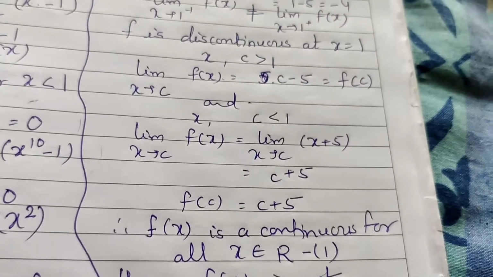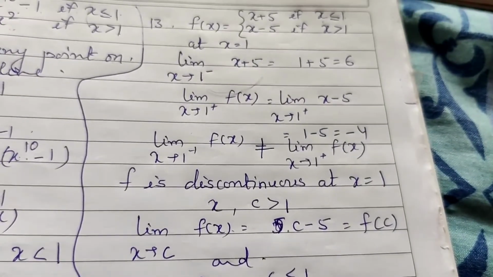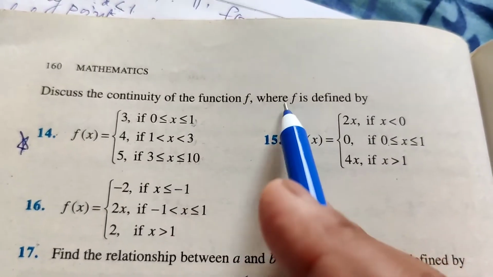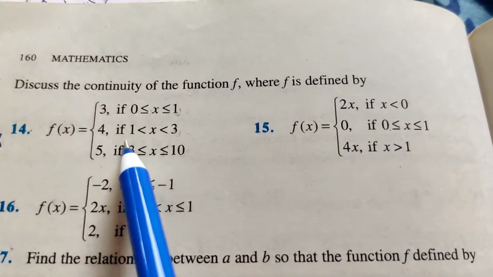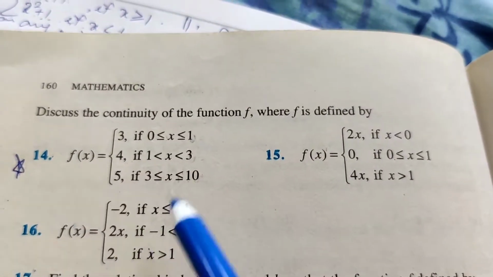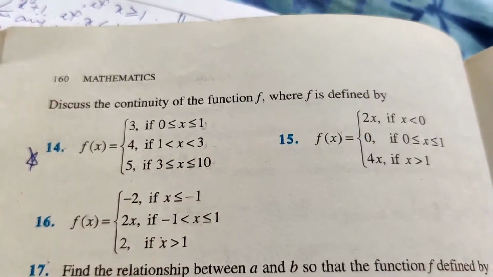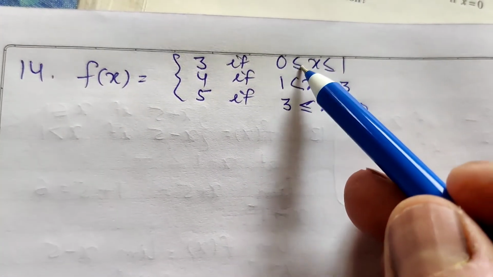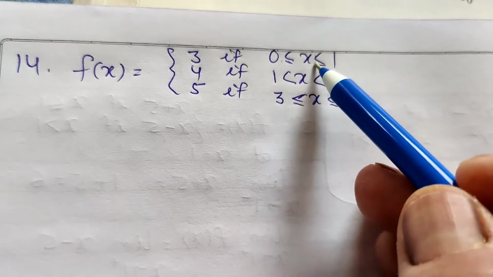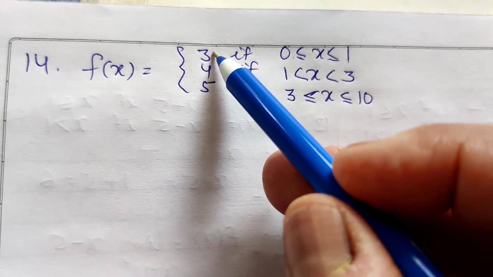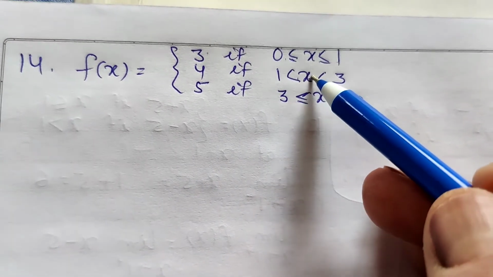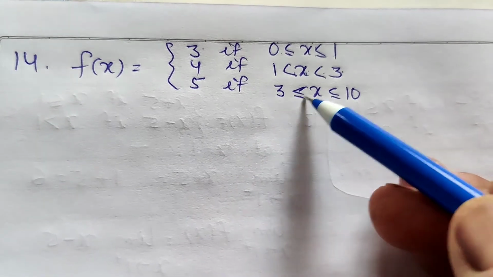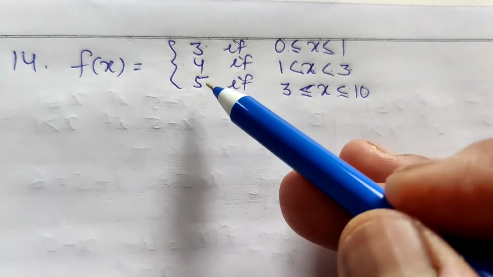Okay, now question number 14. Discuss the continuity of the functions f where f is defined as follows, in questions 14, 15 and 16. Check the continuity of the function. This is the function. When x is greater than or equal to 0 but less than or equal to 1, the value of the function is 3. When x is greater than 1 but less than 3, it is 4, and when x is greater than or equal to 3 but less than or equal to 10, it is 5.